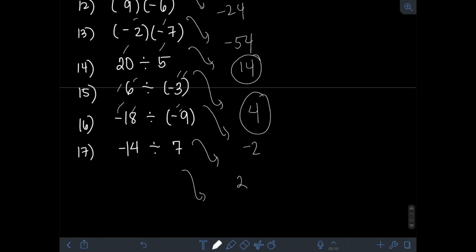Okay? Last, we have negative 14 divided by 7. So, 14 divided by 7 is 2. So, meron tayong isang negative tsaka isang positive, unlike signs. So, therefore, the quotient must be negative. Okay?